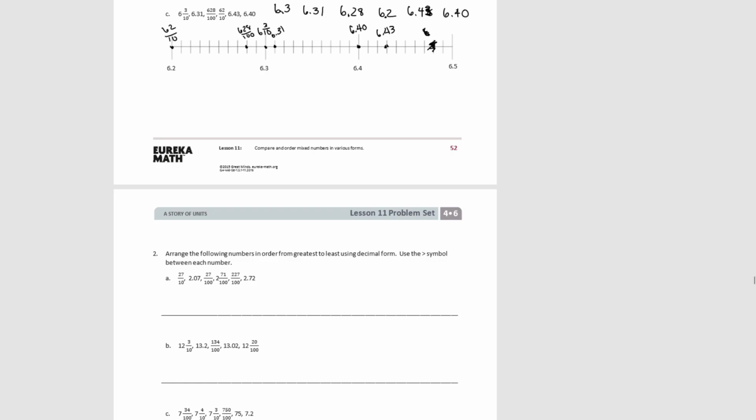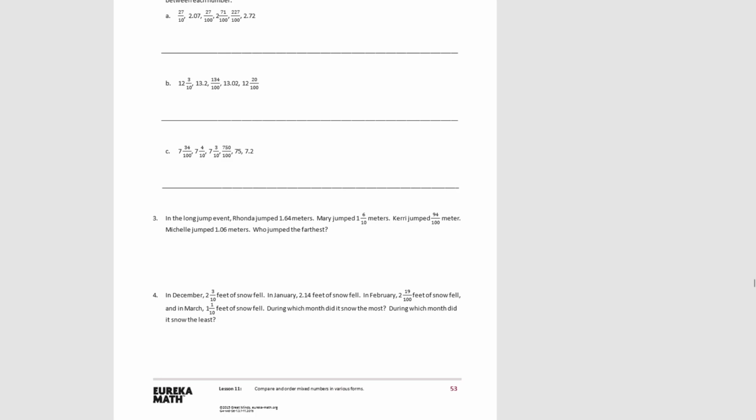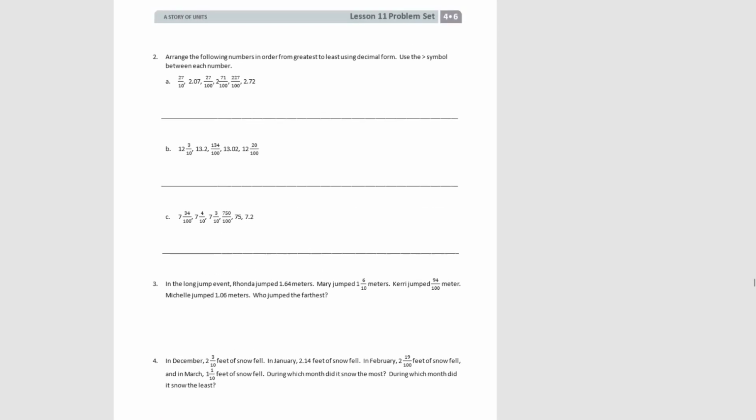Okay, moving on. Now for this one, we're going to be putting the numbers in order, and it tells us to do it from least to greatest, and it tells us to use decimal form, and then we have to use the greater than symbol. So pause the video and try A. Okay, so the first thing I'm going to do is I'm going to rewrite all these numbers in decimal form, since that's what I need to end up with.